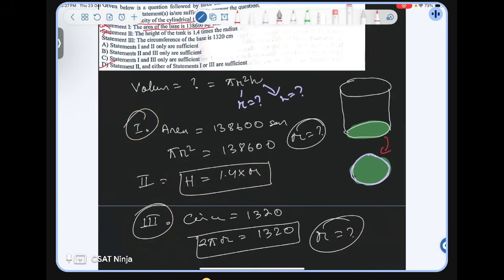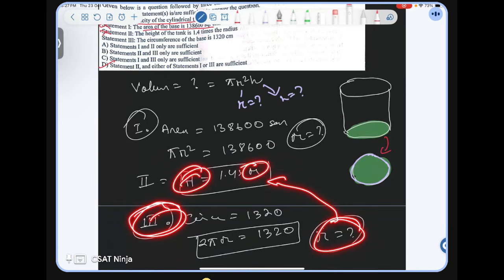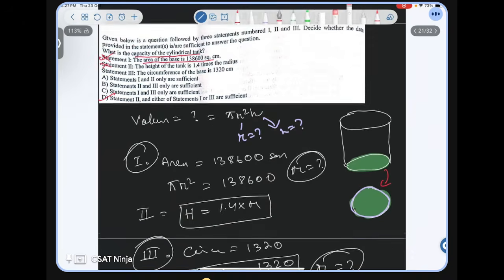So let us try to understand in more detail. Using statement 3, if I get the r value and put the r value here, then I can get the h value. If I have the h value and the r value, then we have the answer. That's how we can get the volume of a cylinder. Are we clear with this? Any doubts?